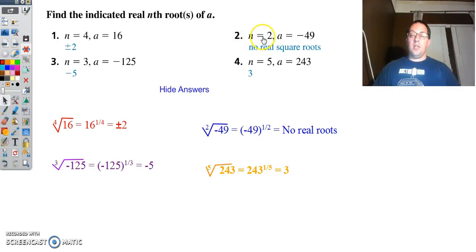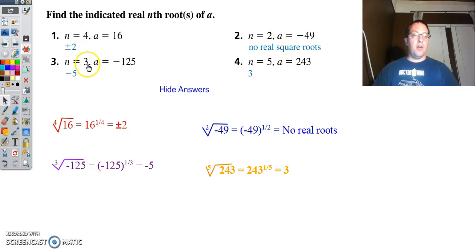Over here, we see n is even, so we've got to check our a value. And a is negative, so we're looking at the square root of a negative number, which has no real solution. Not happening. And it's one we could actually do. We've done these before. Since it's just a square root, this would be 7i, positive or negative 7i. But no real square roots.